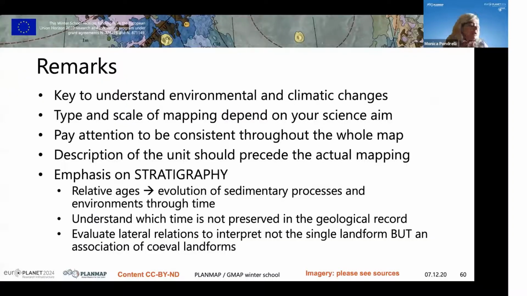Now, since it is a little bit late, I don't want to repeat things that I told already. So I just want to finish by emphasizing again the role of stratigraphy, which is very important. It is always important, but it is especially important when you are dealing with sedimentary systems.